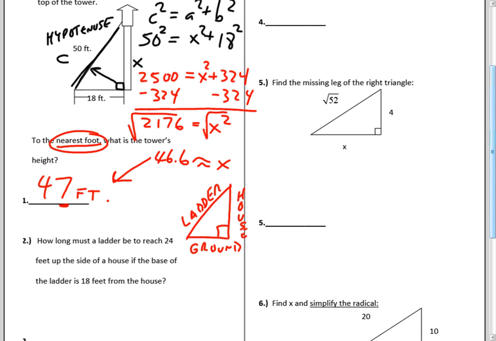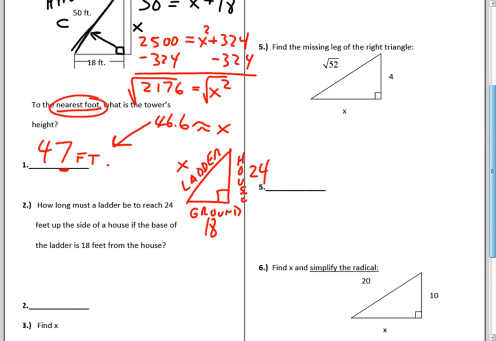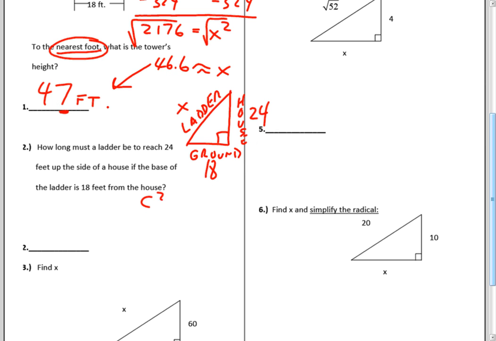Did you have, let's see, 18 here and 24 here, and we were looking for the ladder? Which part of the triangle is the ladder? Leg or hypotenuse? Hypotenuse. So it wasn't like this one. This one, we knew the hypotenuse. So I need c squared equals a squared plus b squared. I don't know the ladder, but I do know the ground, and I do know the house.